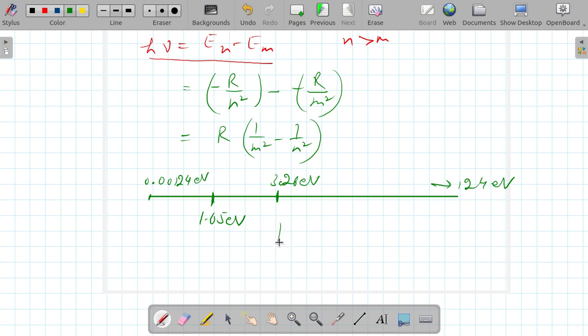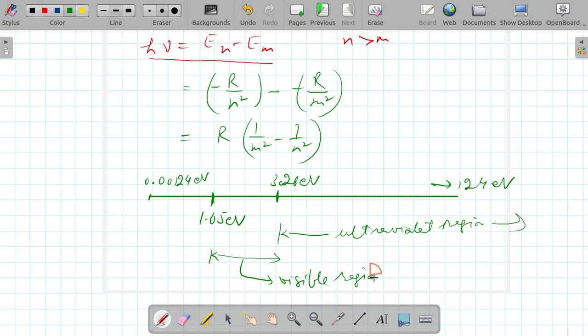Now this is the ultraviolet region towards this side, and this is the visible region, and this is the infrared region. Right, so this is the infrared region. So keeping this in mind, I will explain various series and in which region those series will lie.